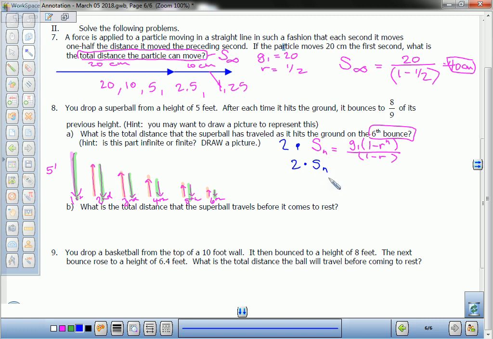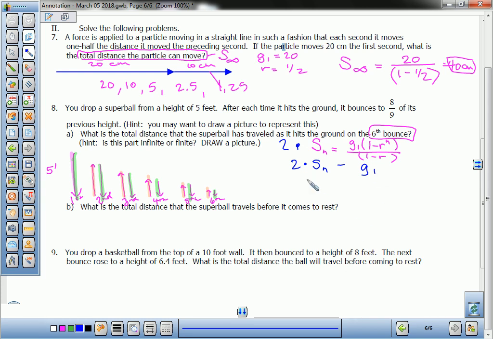We double it, but we have a problem with that, because this first drop had no up to it. So we have to subtract out the up that didn't happen. We have to subtract out the no up right here. Okay? So how do I subtract out the no up? I have to take out a g sub 1.